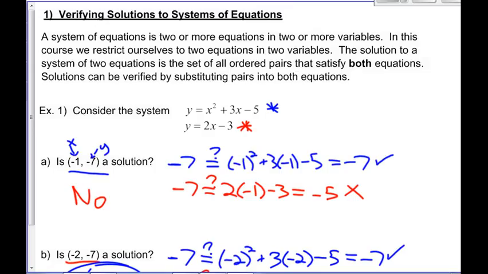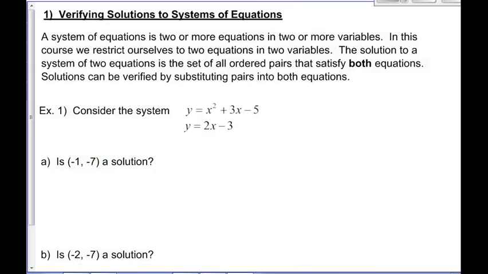So the first thing we're going to look at is verifying solutions to systems of equations. A system of equations is two or more equations in two or more variables. In this course, we're going to restrict ourselves, mercifully, to two equations in two variables. But later on, you might see more variables and correspondingly more equations. The solution to a system is the set of all ordered pairs that satisfy both equations. And you can verify those solutions just by substituting the points, or the ordered pairs, into both equations.